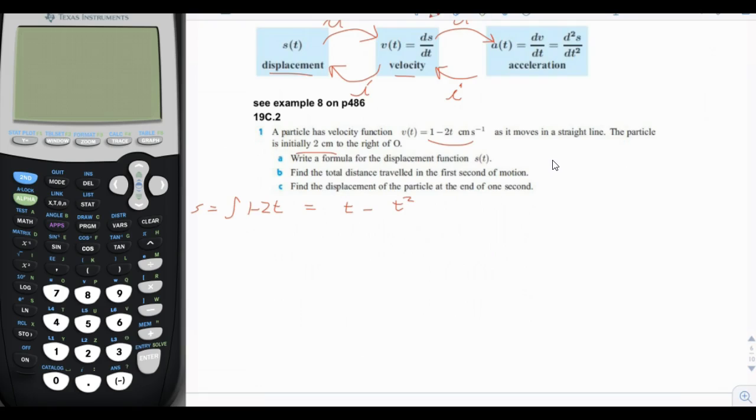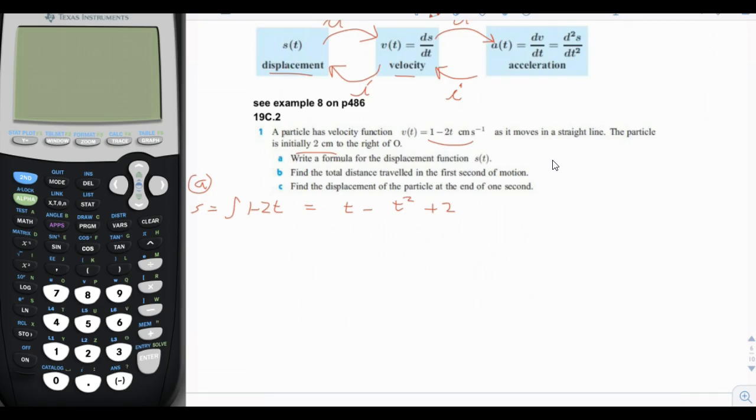So t minus t squared plus the initial position, which we know is 2. So instead of S0, we can put 2. Okay, so that is the formula for the displacement function. That is part A. Find the total distance traveled in the first second of motion.